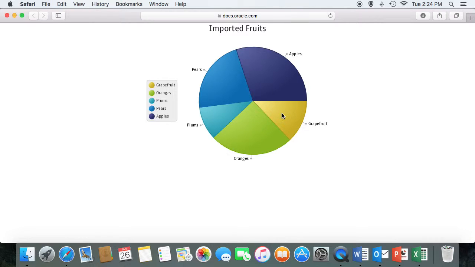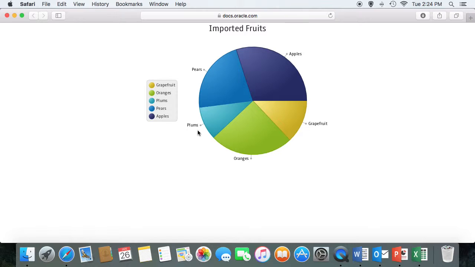So you can see that this particular graph is split up by type of fruit: apples, grapefruit, oranges, plums or pears. And obviously the largest amount of imported fruits is apples. It takes the largest proportion of this chart up. The smallest is plums.